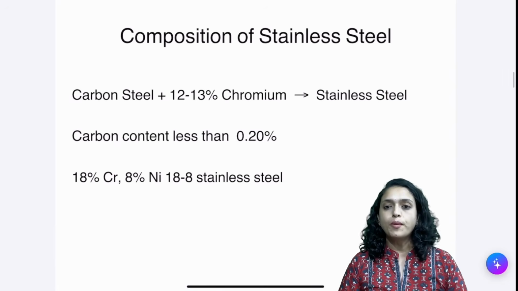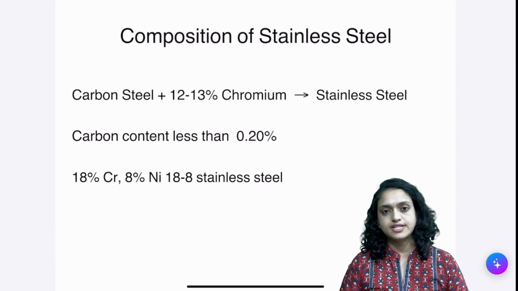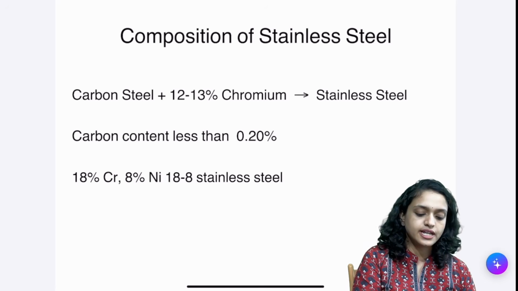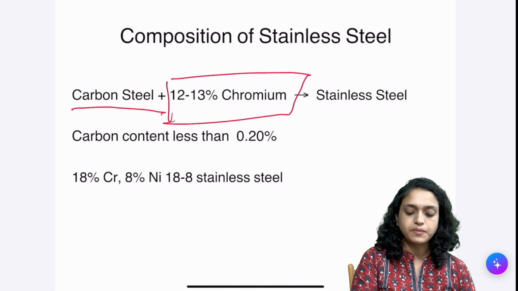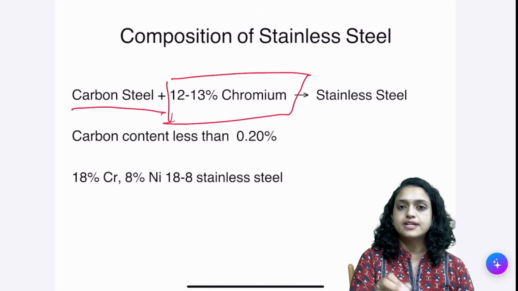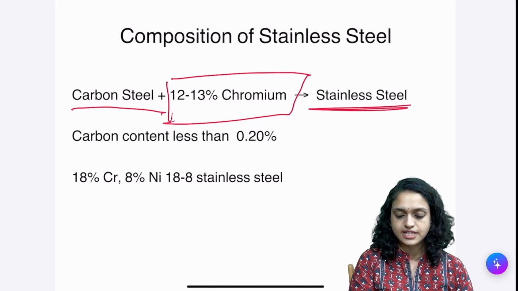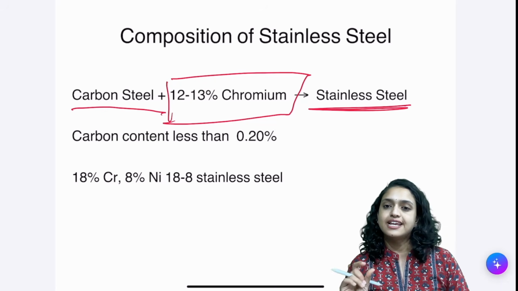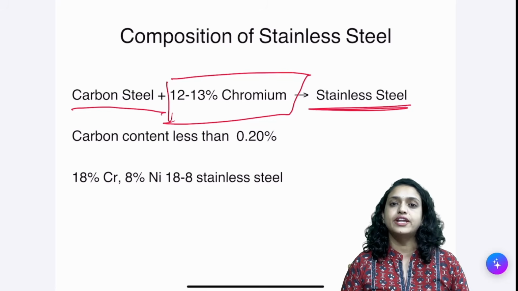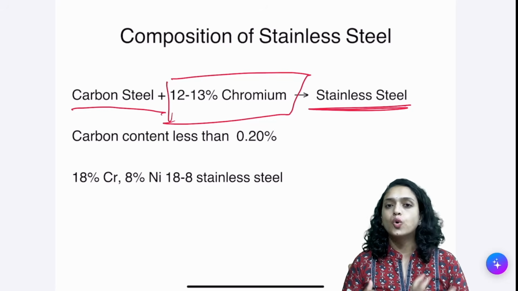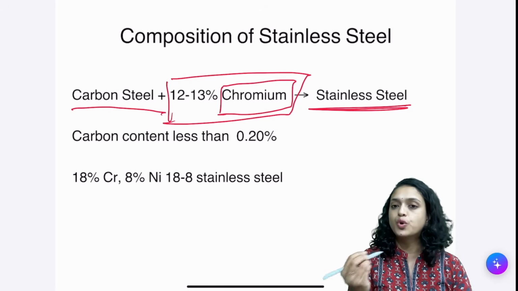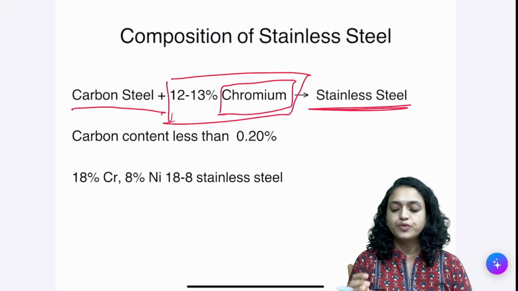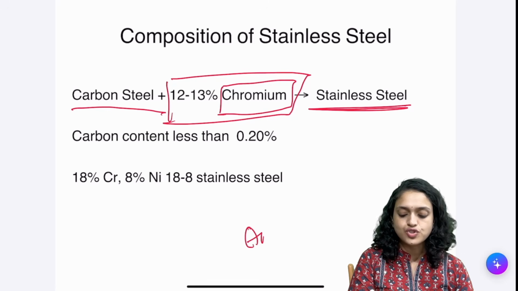So, what is the composition of stainless steel? Stainless steel basically contains carbon steel plus close to 12 to 13% chromium. So carbon steel plus chromium gives you stainless steel. Why is it called stainless steel? Carbon steel corrodes when exposed to moisture. But the addition of this magic metal, chromium, gives an anti-corrosive property to this material.